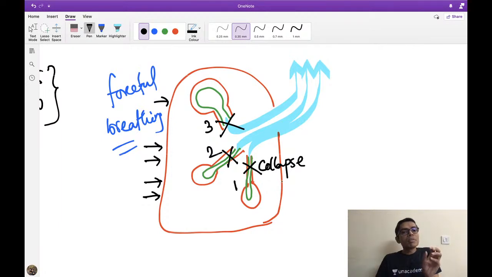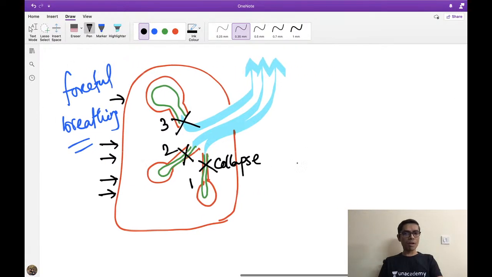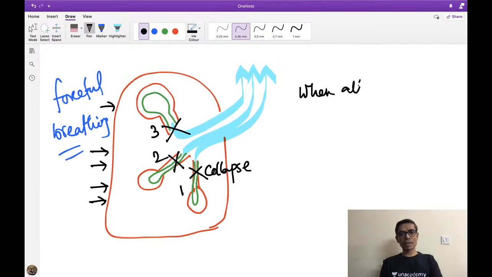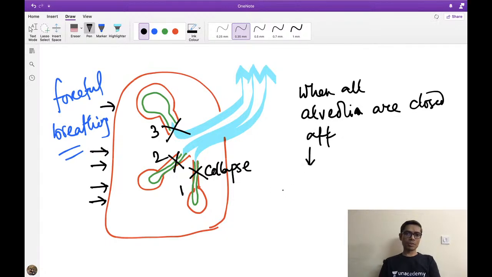When all of these bronchioles are closed off, I am writing here: when all alveoli are closed off due to closure of the bronchioles, the remaining volume of air which is present in all of these alveoli is nothing but my residual volume.